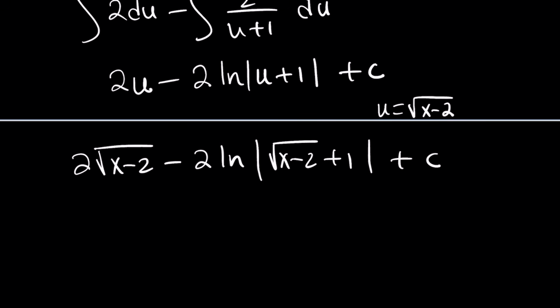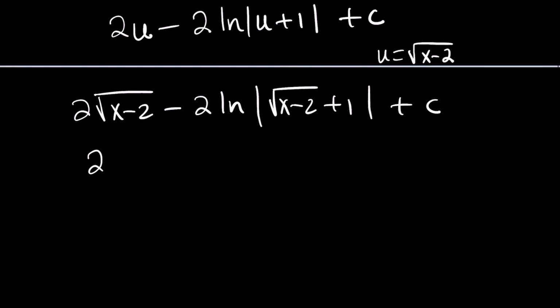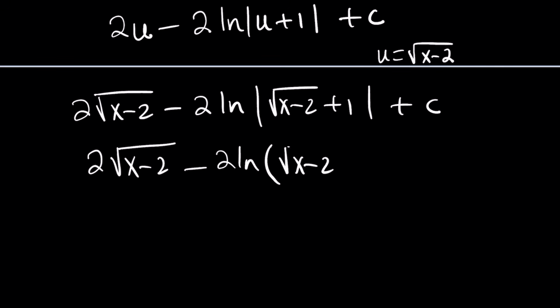Okay. Since the square root of x minus 2 cannot be negative, the square root of x minus 2 plus 1 cannot even be 0. It has to be greater than 0 all the time. We don't really need the absolute value, so we can go ahead and remove it. You don't have to, but it just looks a little better. And we can now write it as follows. And this is basically what the result is, right?